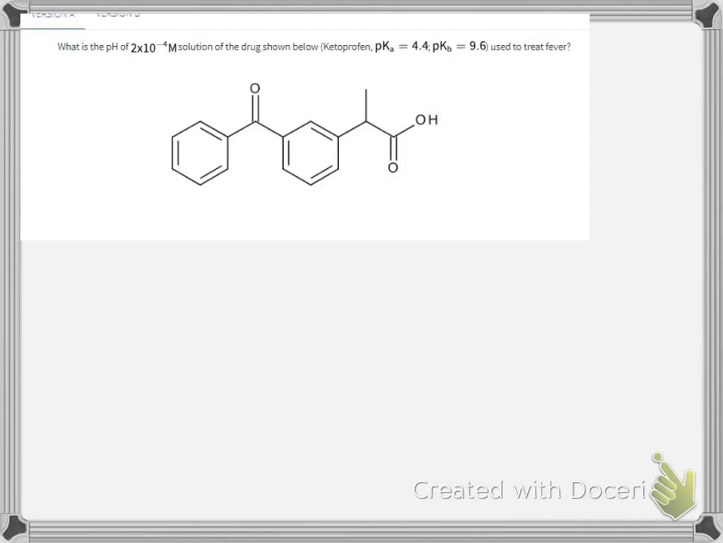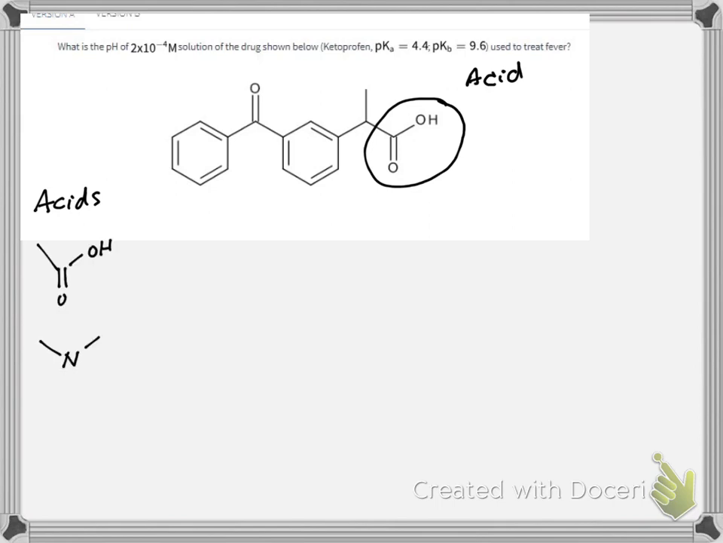Okay, so why did we do that? Well, now we're given both pKa and pKb. Remember, the sum of these two is 14. We're given a concentration of 2 times 10 to the minus 4 molar of this molecule, ketoprofen, and now we want to know what is the pH. We did several of these calculations in class, but now we're going to work this out in graphic detail.